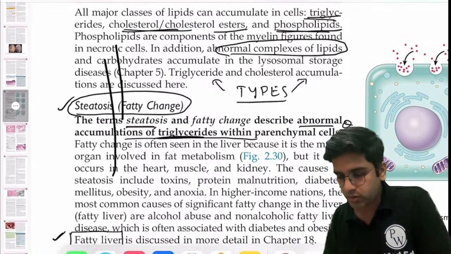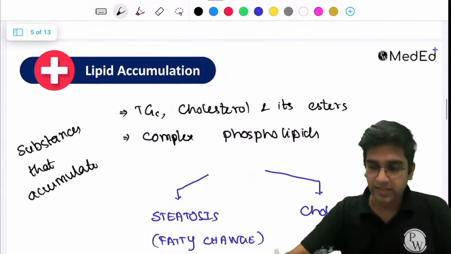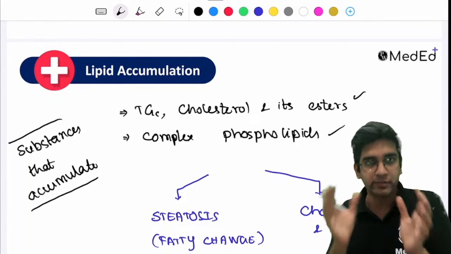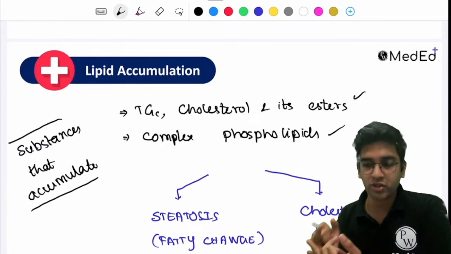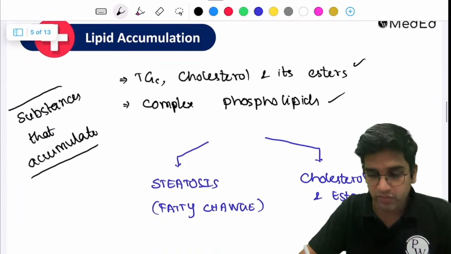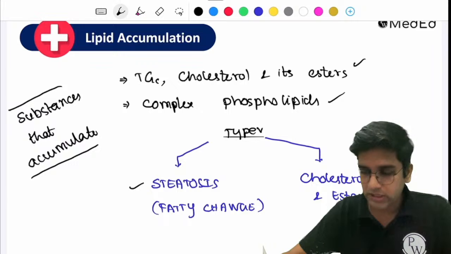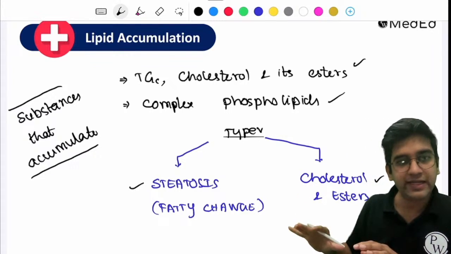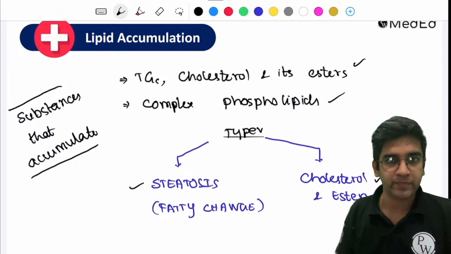Fine. Now let's go to our notes. So what happens here is, like I said, anything can accumulate. Substances that can accumulate under lipid are triglycerides, cholesterol esters, or these. And the types of fatty change that you're going to learn here are, one is steatosis, the other one is cholesterol and its esters, right? Both of them are bigger headings. We'll go to them one by one.